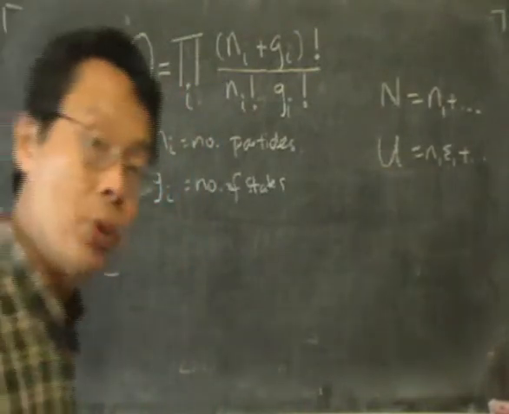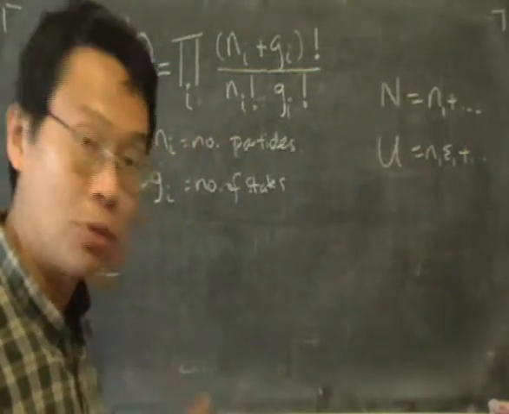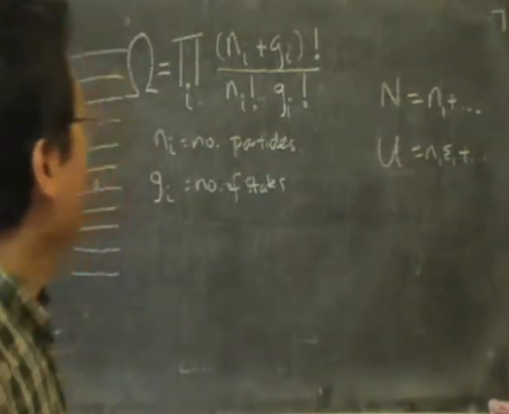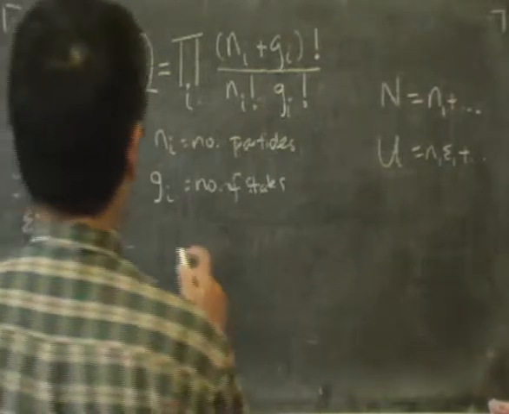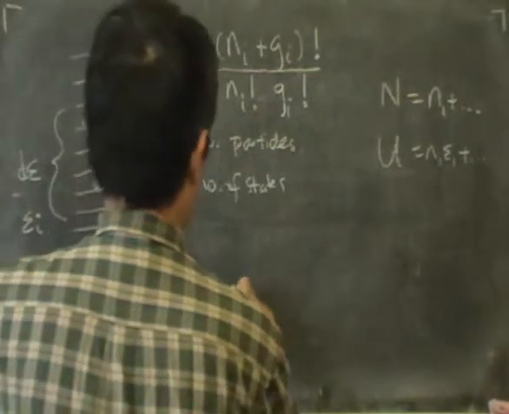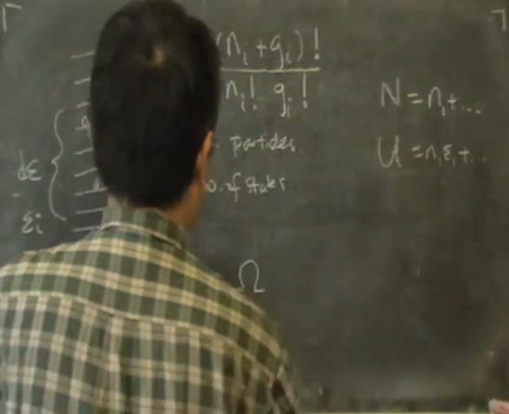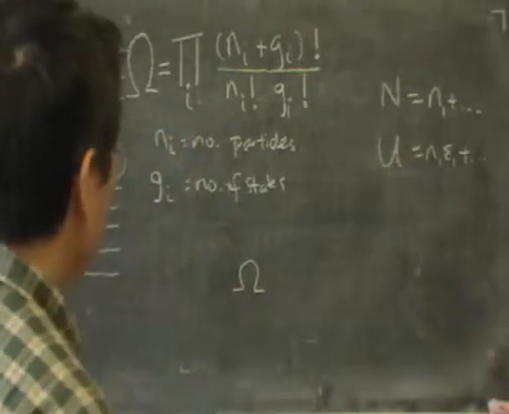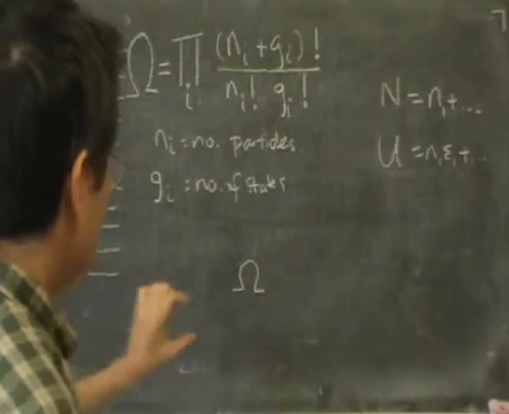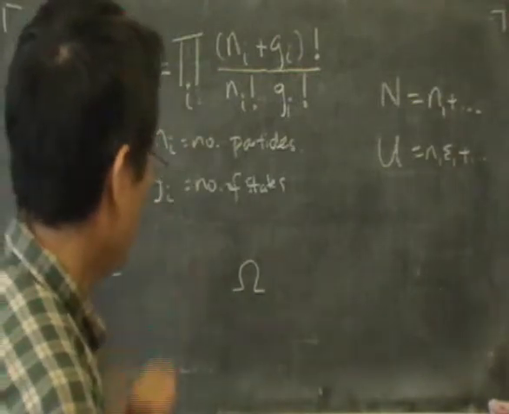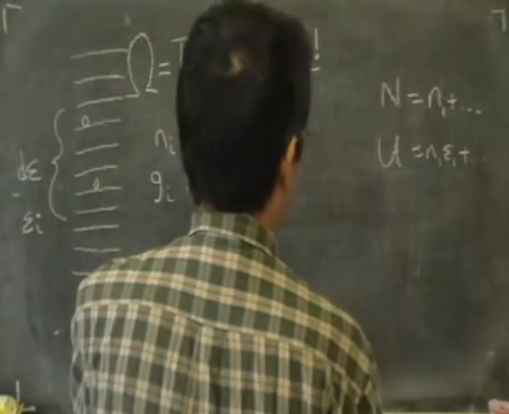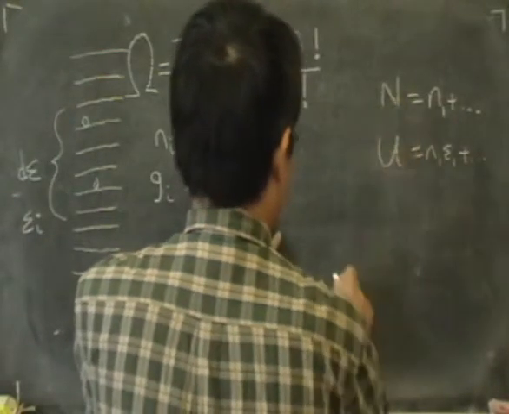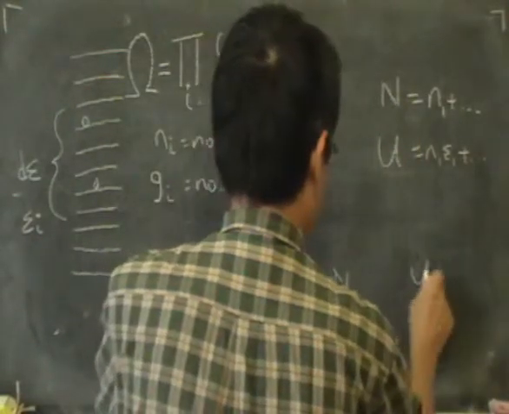So now we are ready to apply the Lagrange multiplier method. And if you recall, the Lagrange multiplier method means that we should take the number that we want to maximize and we should add these to the constraints.